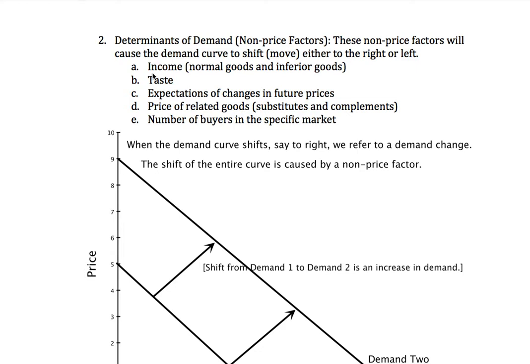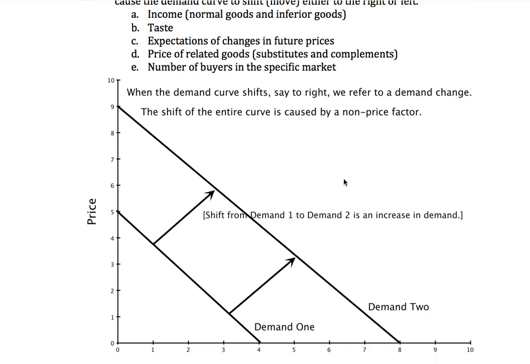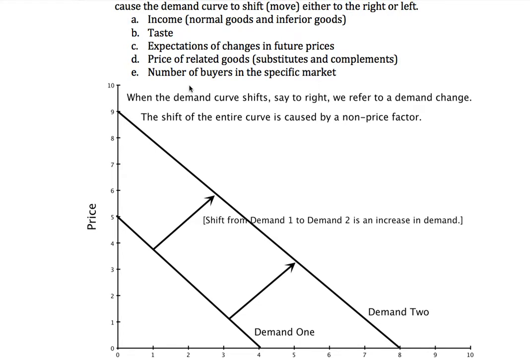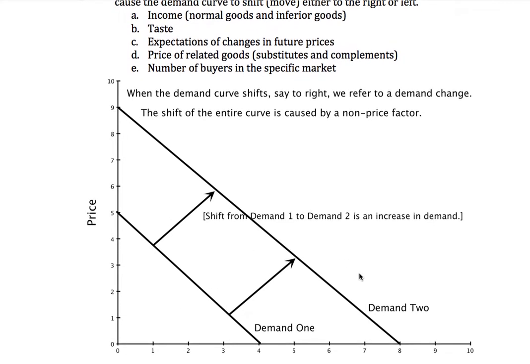Well, that's quite obvious, right? If you think the price of something that you want to buy is going to be higher tomorrow, what are you going to do today? You're going to go out and buy it today. Or if you have the price of related goods, substitutes and complements, it's going to cause the demand curve to shift. And the fifth one is the number of buyers in a specific market. Well, if you have more buyers, you're going to talk about an increase in demand.